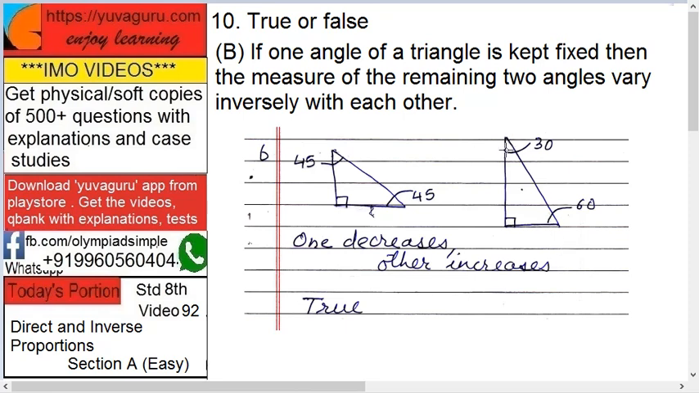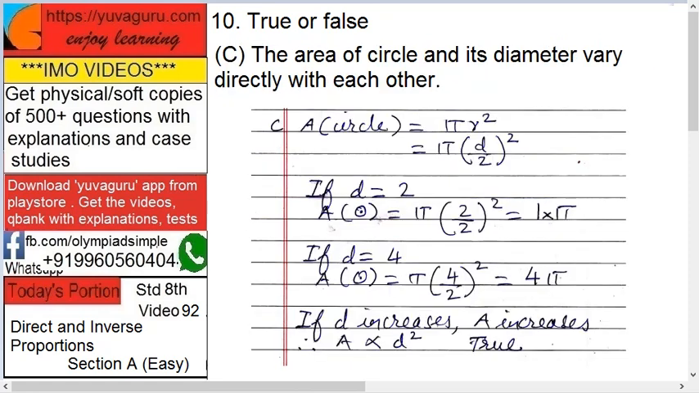It means if one angle decreases, the other angle increases, right? So they vary inversely with each other. That is true. One decreases, the other increases. So the answer is true. Next, the area of a circle and its diameter vary directly with each other. Okay, area of a circle and its diameter.